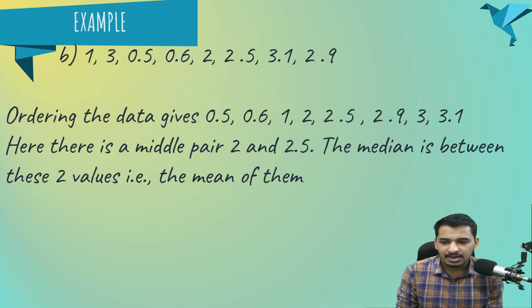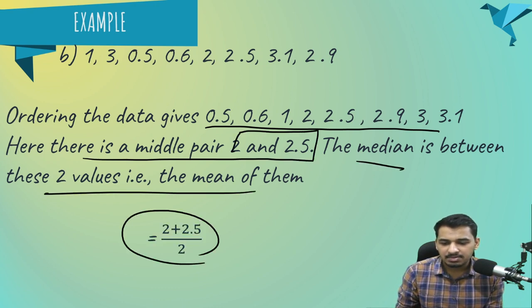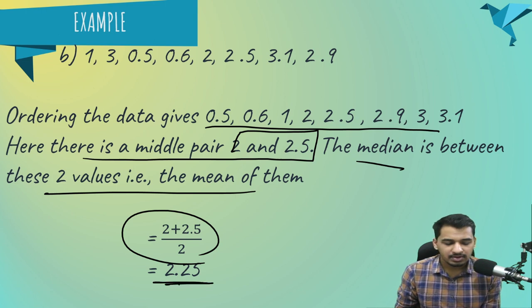So this is in printed format. This is the order of the data, and in the middle pair there are 2 and 2.5. So the median is between these two values. So this will be this plus this by 2. This is 2.25. Simple concept.